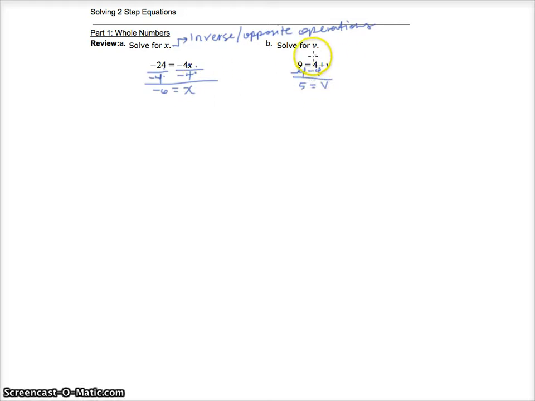So whenever we have positive or addition, we subtract. Whenever we have subtraction or negative, we add. And over here, whenever we have multiplication or division, we do the opposite of that. Alright, let's look at a two-step equation now.